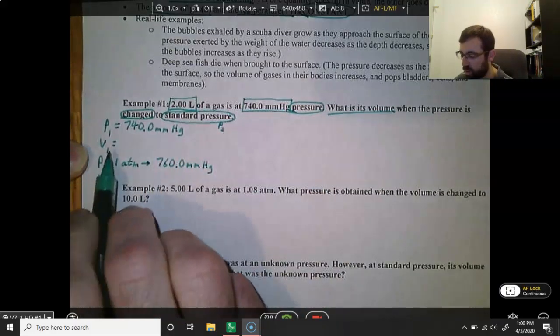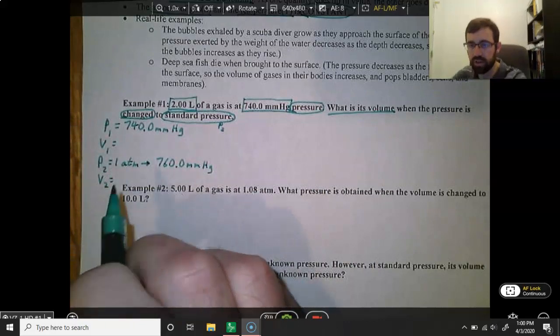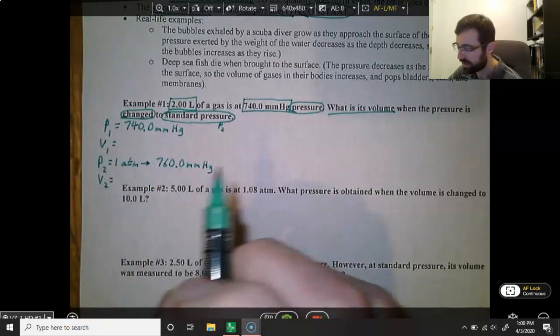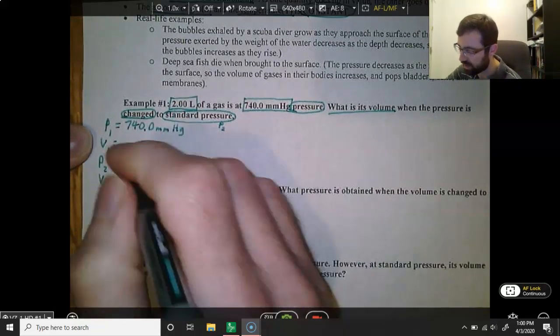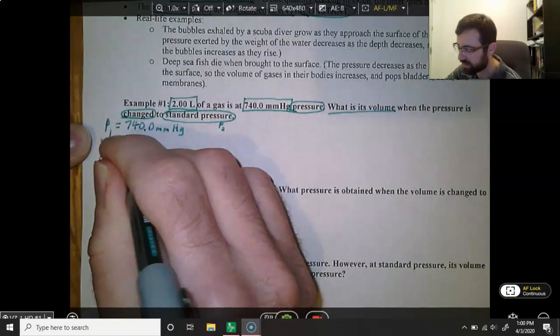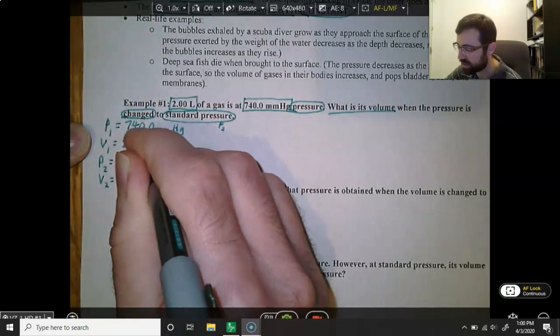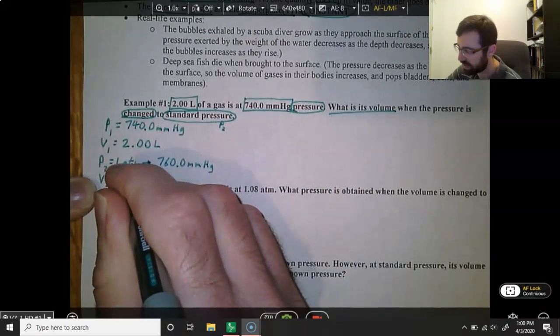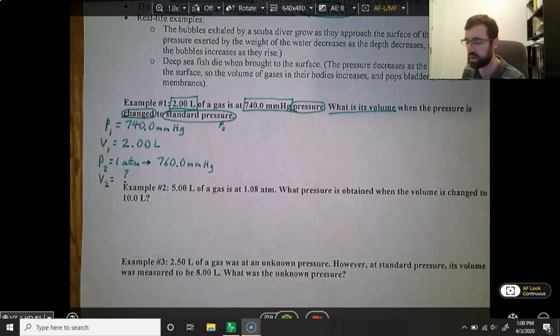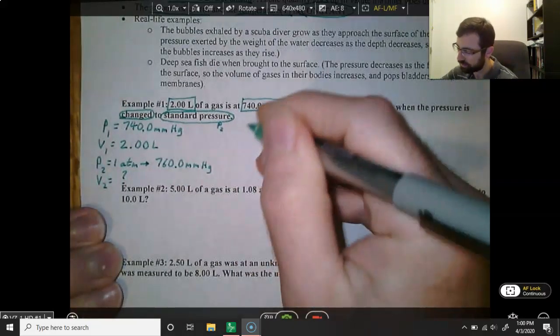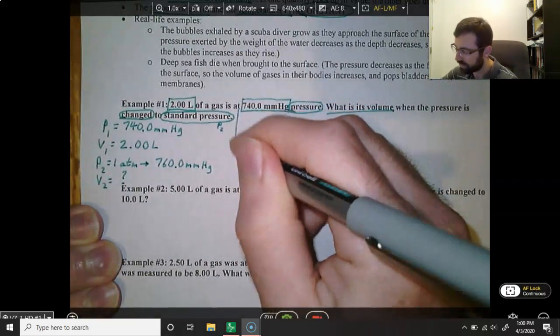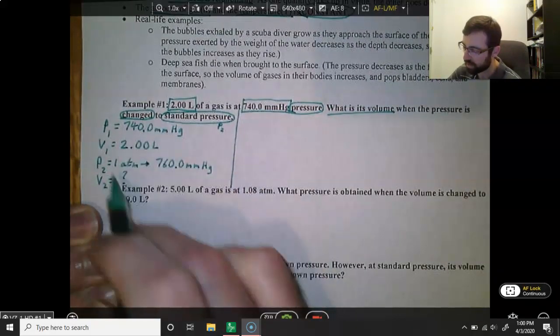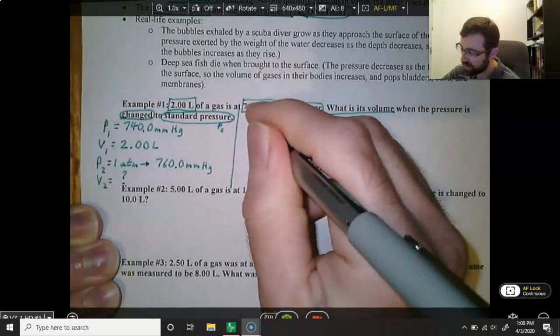All right, then I have V1 and V2 are the volumes. V1 is probably my starting volume here. It is. It's my starting volume, 2.00 liters. And V2 is what I'm looking for. Since I don't know that yet, I'm just going to put a question mark. And now, I'm going to draw a line. So I have my variables over here. I'm going to have my equation over here.